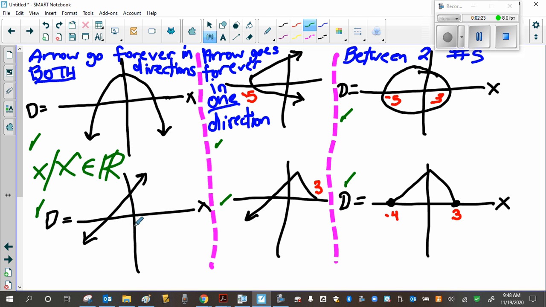Okay, similarly, what haven't I used? I'll just use red. For the range on this one, on the bottom one, it goes forever up and forever down.